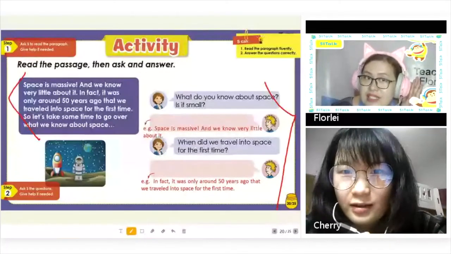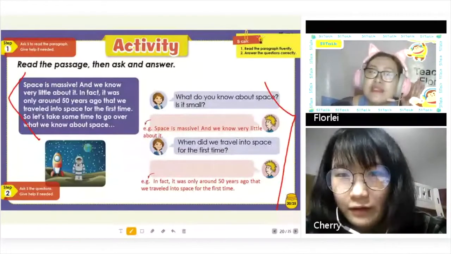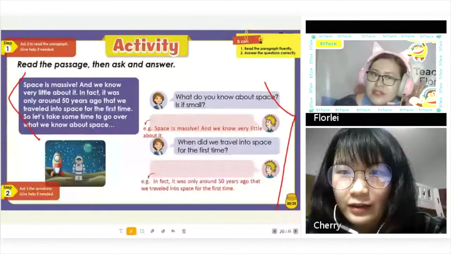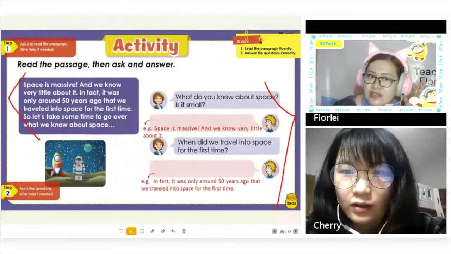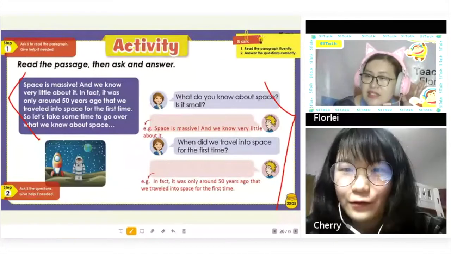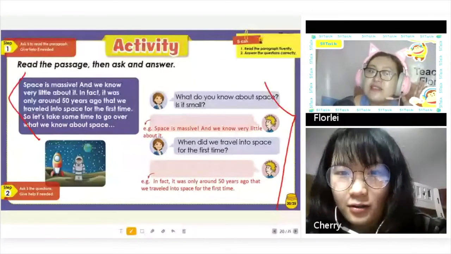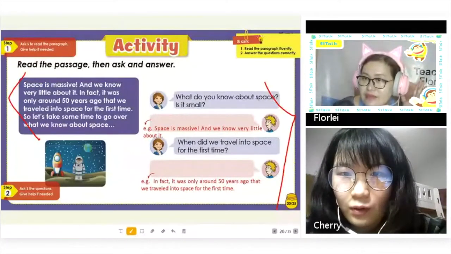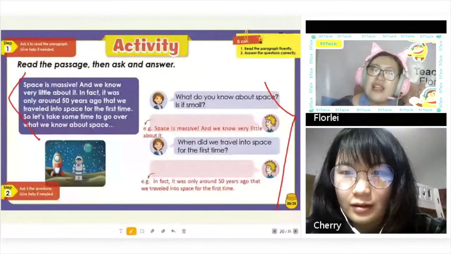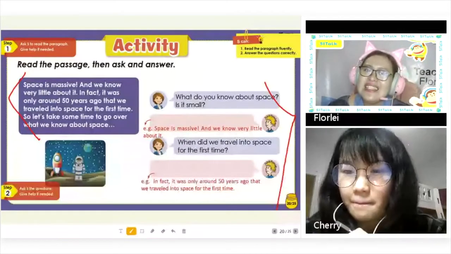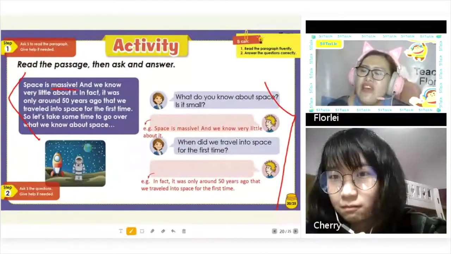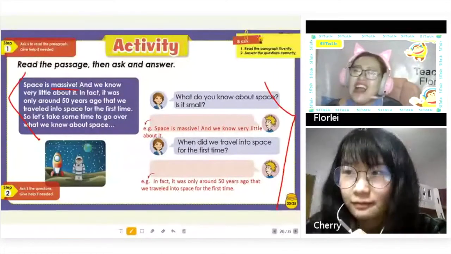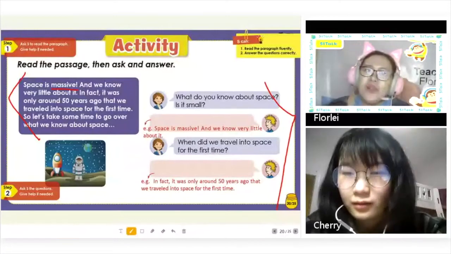Its space is massive, and we know very little about it. In fact, it was only around 15 years ago that we traveled into space for the first time. So let's take some time to go over what we know about this space. Yes, it's a space and it's massive. Massive means it's very big. It will take a lot of time for us humans to explore it.